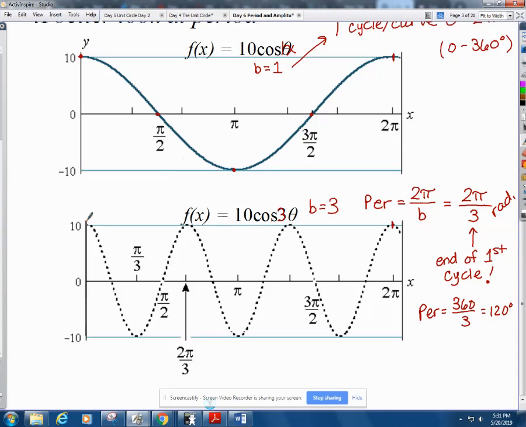Figuring out where the first cycle ends is pretty helpful. It ends at 2 pi over 3. That means my second cycle is going to end at double that. So this is the end of the second cycle, and that's going to be 4 pi over 3. And then the end of my third cycle is right here, which is 6 pi over 3, and that simplifies to 2 pi.